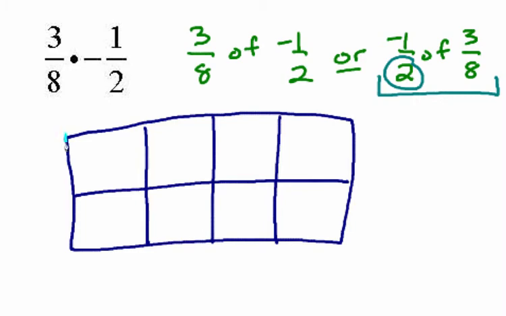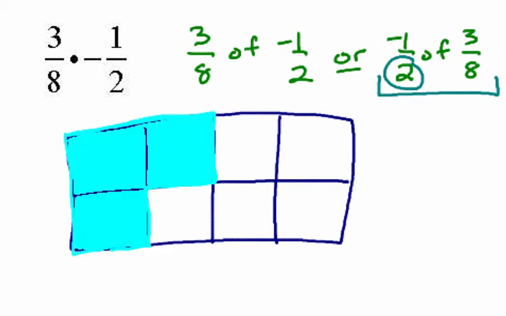So 3/8 would be these 3 over here, right? You could have picked any 3, but I'm going to pick these 3. And I want half of this. I somehow want to take half of this 3/8. So I can split each piece in half, each of these original 3/8.